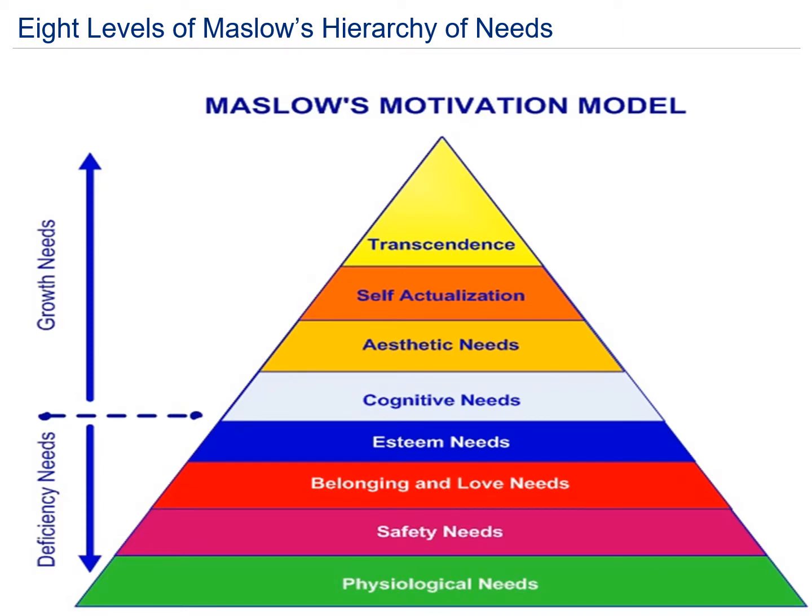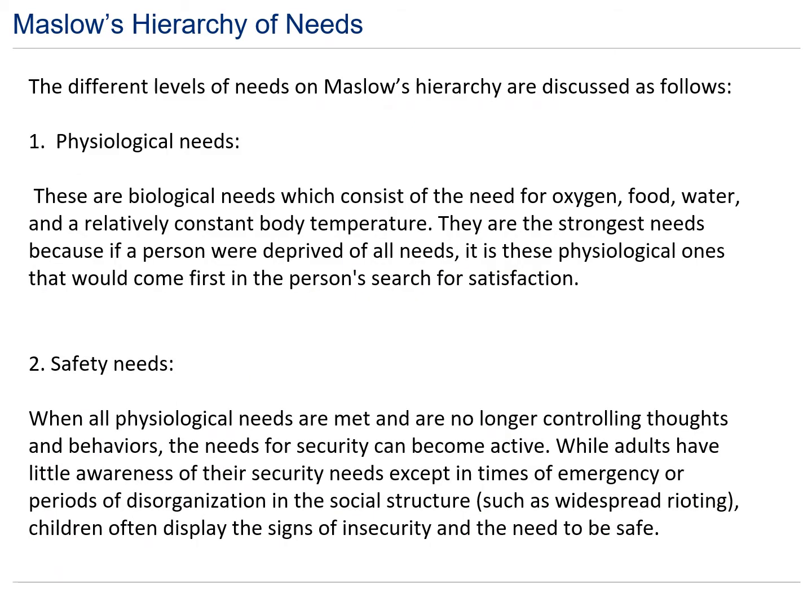These are the 8 levels of Maslow's hierarchy of needs, and all of these needs are divided into 2 parts, that is the deficiency needs and the growth needs. The deficiency needs are more basic needs, and the growth needs are those needs which can be fulfilled only after these deficiency needs are fulfilled. So we know physiological needs, safety needs, belonging or social needs, esteem needs, and then comes cognitive needs, then aesthetic needs, then self-actualization, and the last one is transcendence. Now let us understand every hierarchy level in detail.